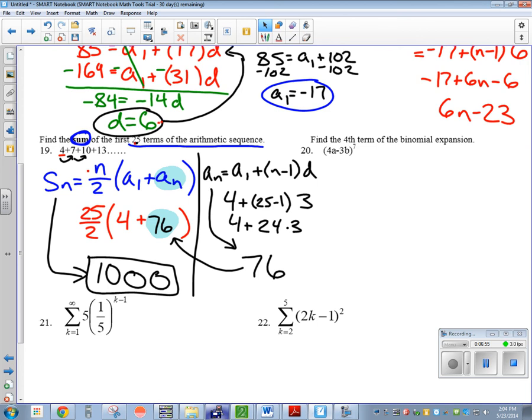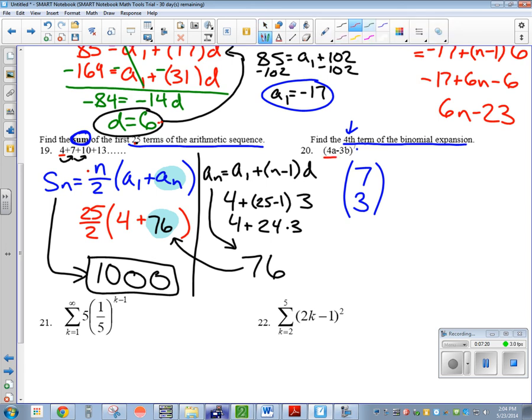Alright, next one. Find the fourth term of the binomial expansion. We're using the binomial expansion formula. So it says take n over k. N stands for your exponent, so in this case it's the 7. K is the term you're looking for minus 1. So since I'm looking for the fourth term, it's 4 minus 1 to get me 3.